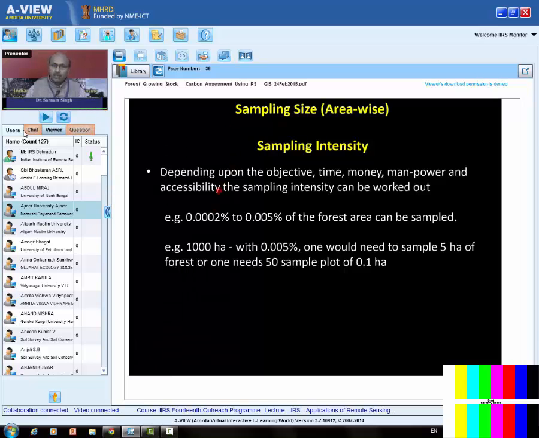Or we can do it area dependent, that means I can decide what percentage of the total area I am going to sample, like 0.002 or 0.005% of the total forest area. And if we know how much area has to be sampled, then we can work out how many plots of a given size have to be taken. It can be an appropriate size, maybe 20 meter by 20 meter or 0.1 hectare, depending upon that you can decide.